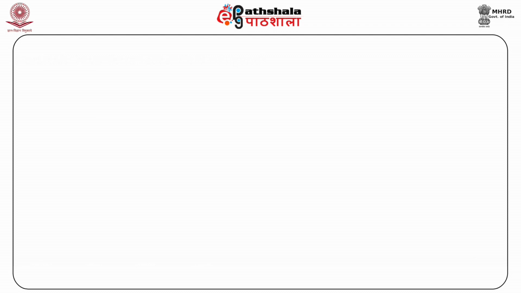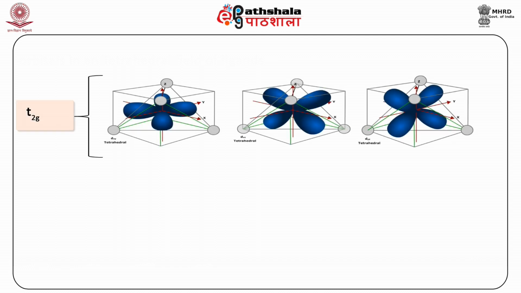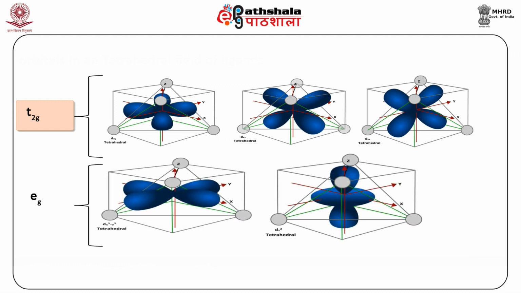As we know, when a metal ion is exposed to an octahedral field, the degeneracy of the d orbitals is lost. They split up into a lower energy t2g group, which is characterized by orbitals whose lobes point between the ligands, and a higher energy eg group, characterized by orbitals whose lobes point toward the ligands.